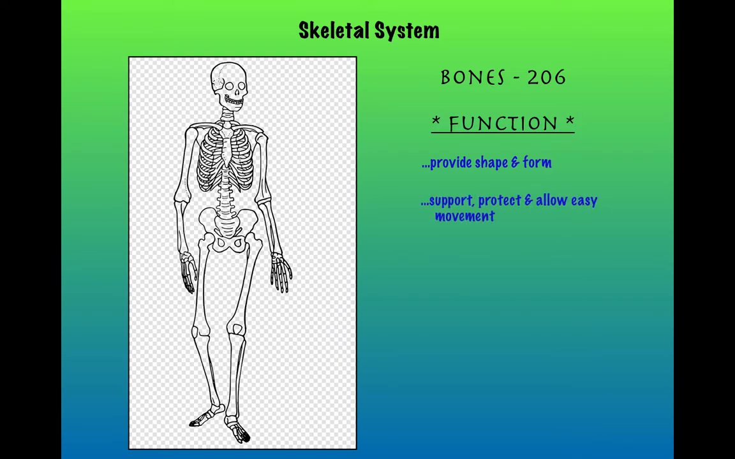Next, it supports, protects, and allows easy movement of the different body parts. And it protects the vital organs, that is, the important organs, like the skull protects the brain, the rib cage protects the heart and the lungs, and the vertebral column protects the spinal cord and supports the head. Let us see the next system.